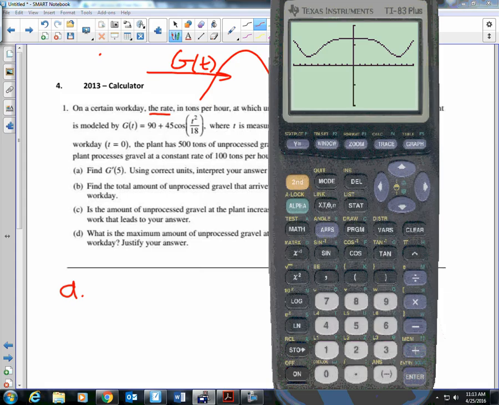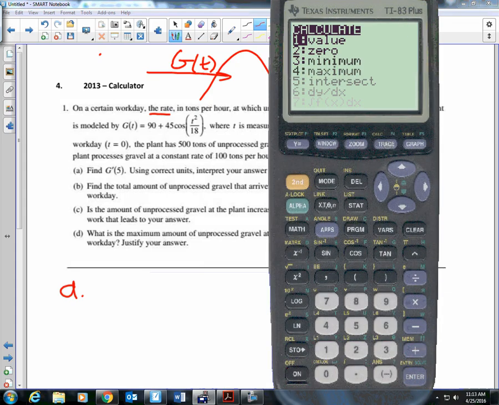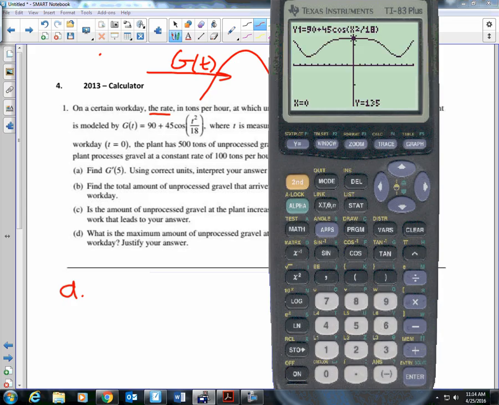So here we go. We will second calculate. What do you want to calculate? 6. You're looking for the derivative. And we're calculating the derivative at time 5. So therefore, we have negative 24.588.